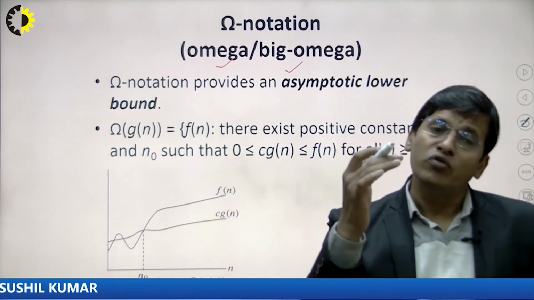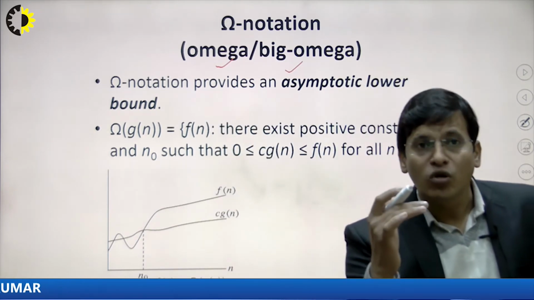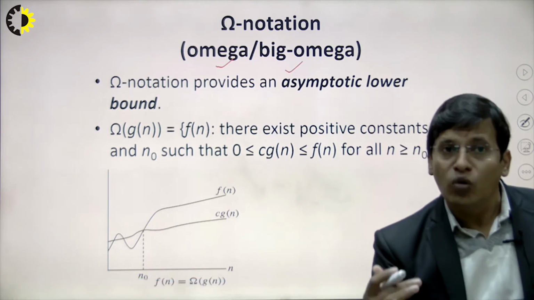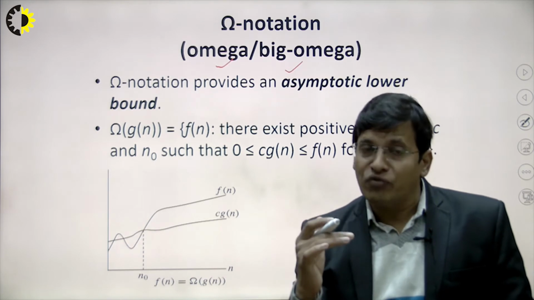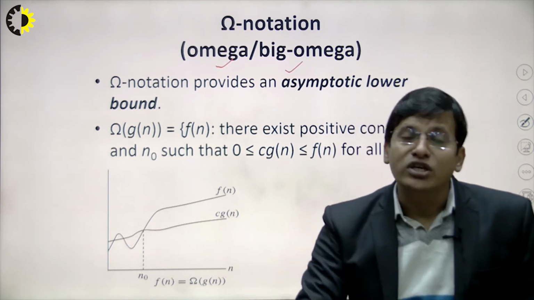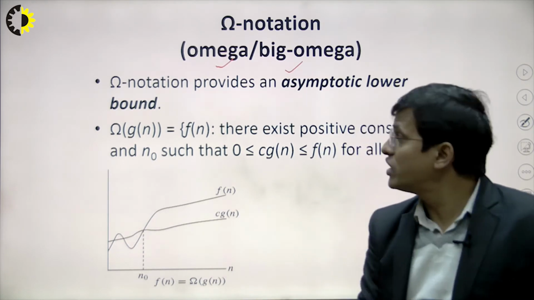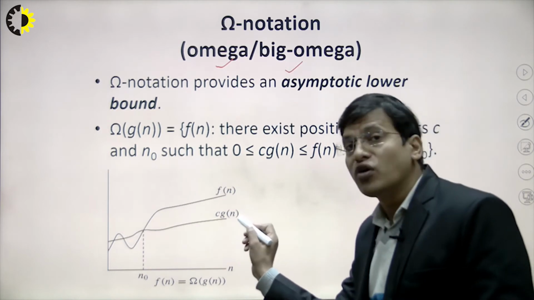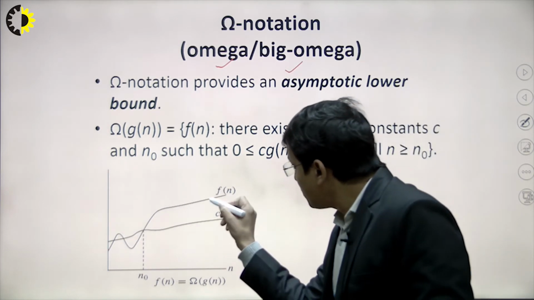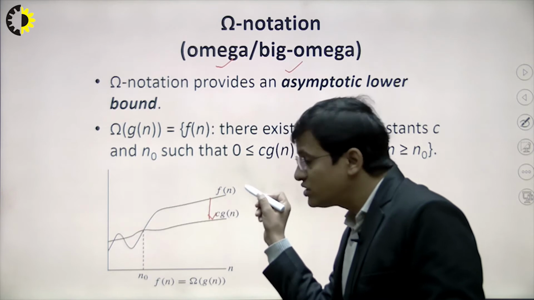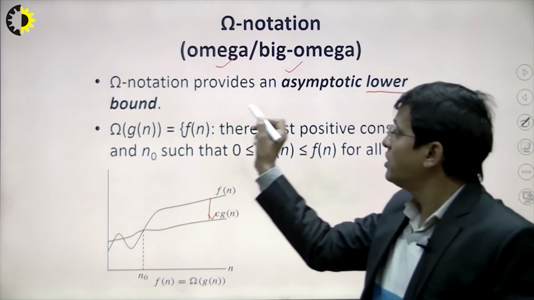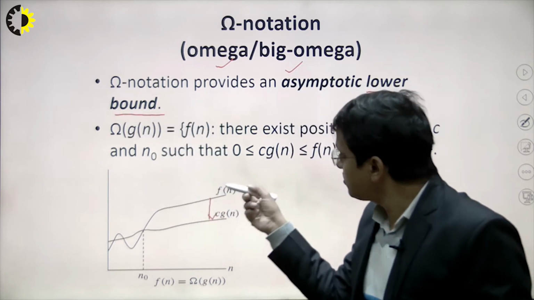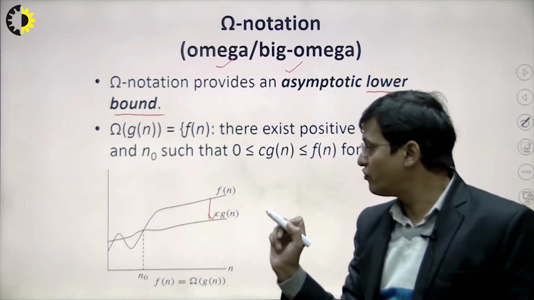This means we are trying to find the lower function. That means we are trying to find the minimum reach of f of n, which will be defined by g of n. So f of n has a minimum reach, that's why this is called the asymptotic lower bound. This means the minimum reach of the f of n function.